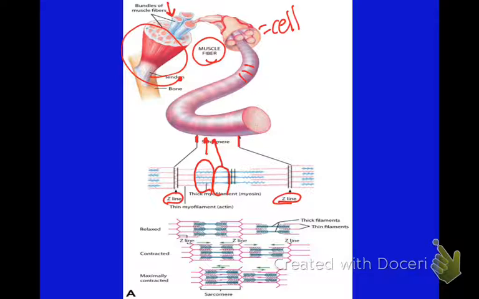So when a muscle cell contracts, those thick bands get closer together. And then here below that we have a diagram showing a relaxed sarcomere, then a contracted sarcomere, and then a maximally contracted sarcomere where you have the greatest degree of overlap.